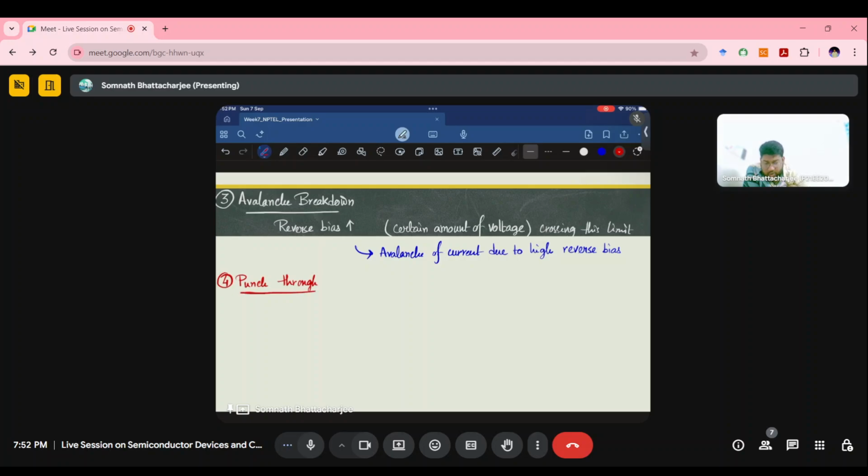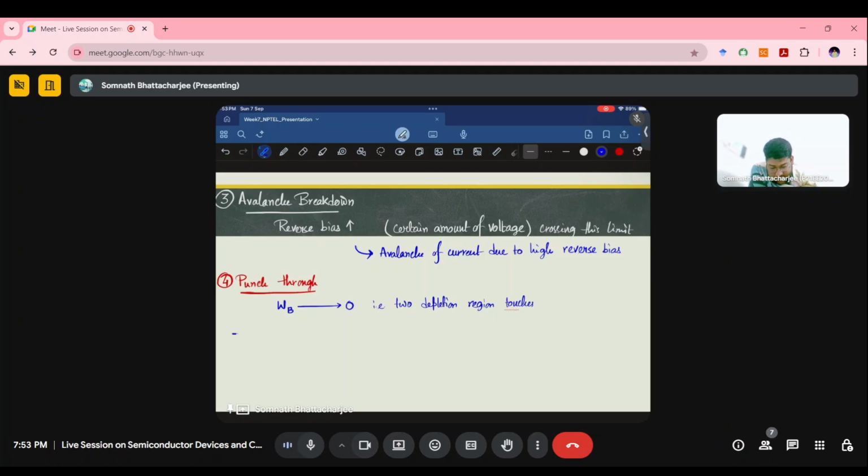So what is a punch through? Let's say the effective base width is WB, and in a case where there is a very favorable VCE, that is the collector to emitter voltage, applied in a certain kind, that the value of this tends to zero. So that is that the two depletion regions touch.